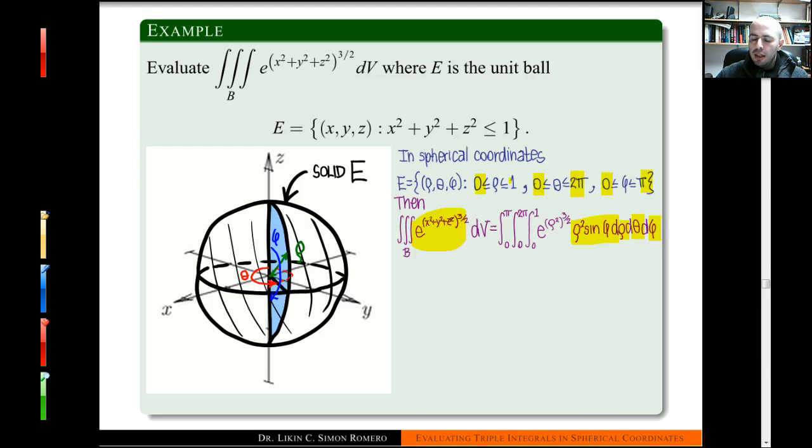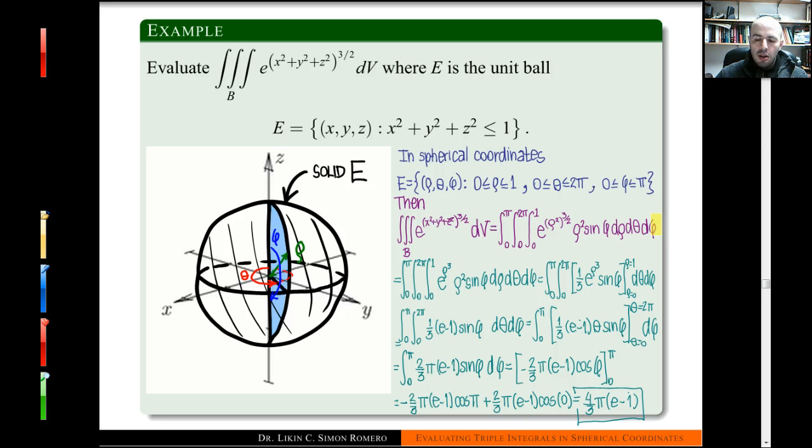We compute the integral, so it's going to eventually give you this result that I have on the bottom. But the most important thing that I want you to notice is how to set up this particular integral.